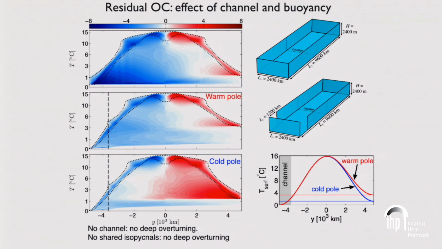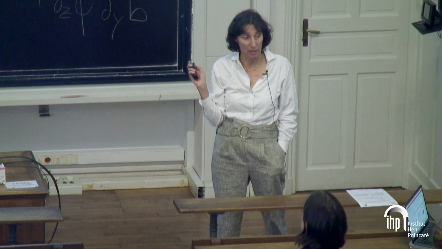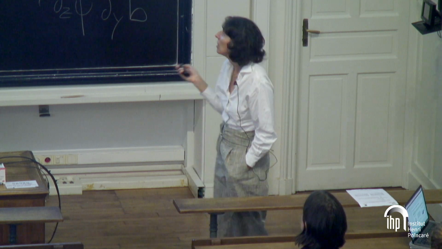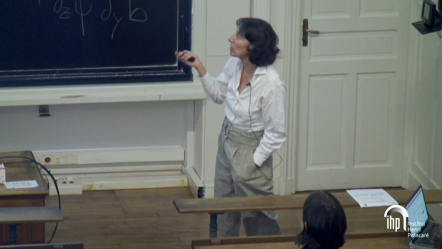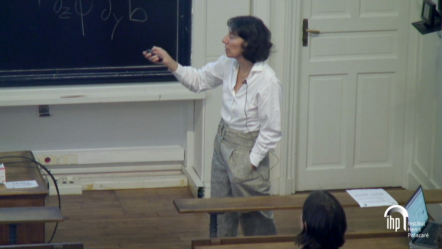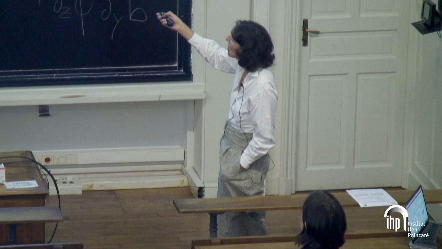And finally, when you have an open, periodic channel and a shared isopycnal, you get the overturning. And this circulation here, which goes this way, is driven by diapycnal diffusion, which in this model is not very small because it would have taken a lot longer. This took, I don't know, 10 million hours of CPU time at the time to do this calculation, and it would have been forever if we had decreased it.